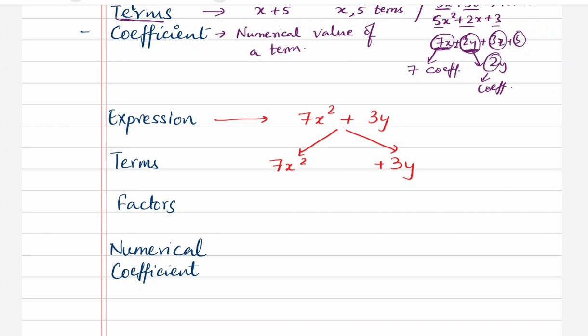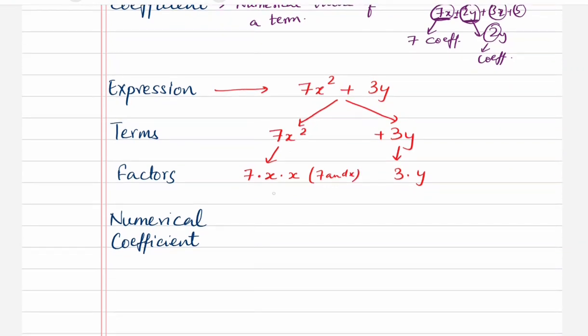Now in these two terms, we can find their factors. So the factors are going to be 7 times x times x giving us 7x squared, right? So those are the factors. And here we will have 3 and y as our factors, right? Now 7x, you can use it as 7 and an x, all right? 7 and x are factors.